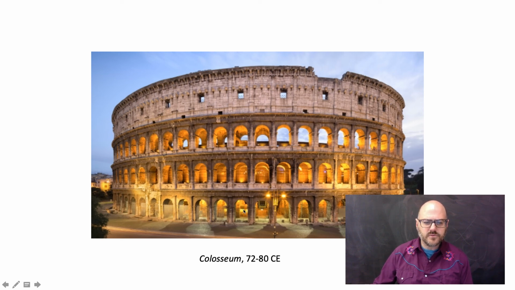We can see there's 3 styles of columns if you look up close at the Colosseum. The first level has Doric, the second has Ionic, and then the third has Corinthian columns.